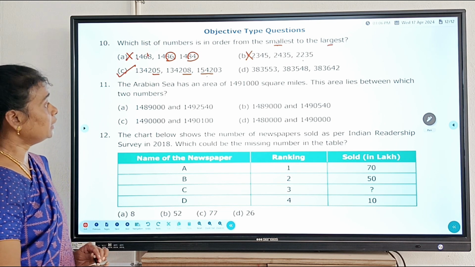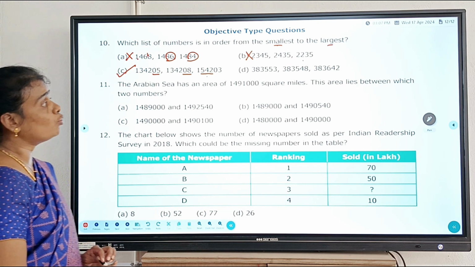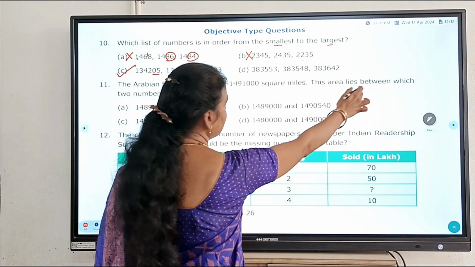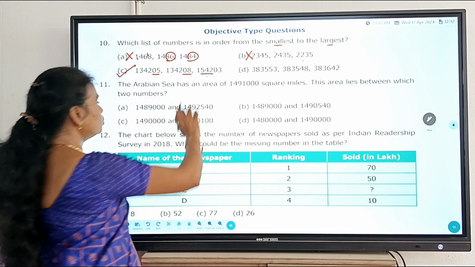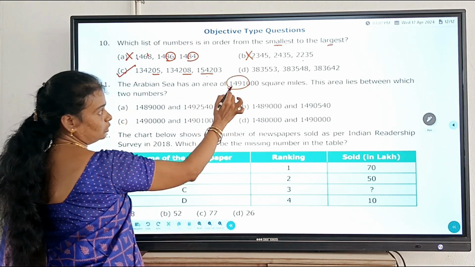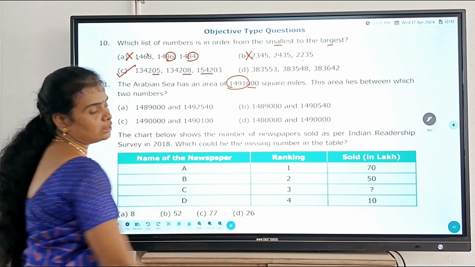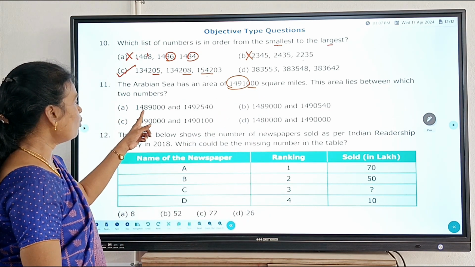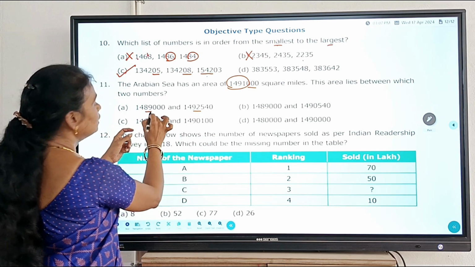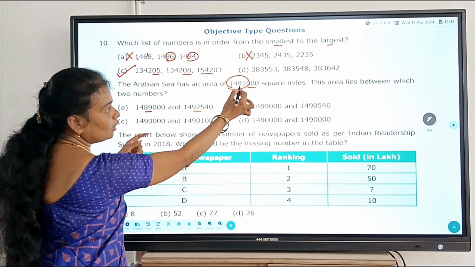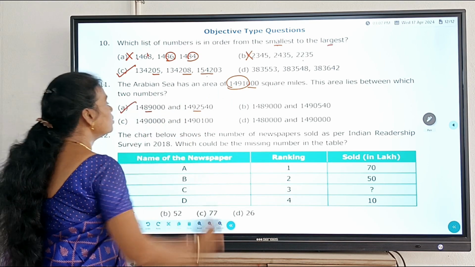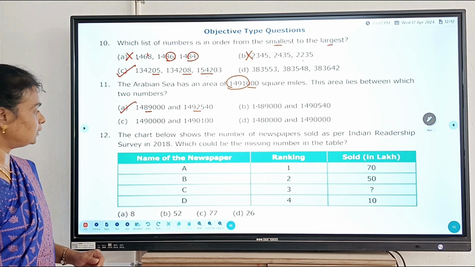11th one, the Arabian Sea has an area of 1491,000 square miles. This area lies between which two numbers? So it is 1491. So that is 1491. Leave out these three zeros. 1489 is there and 1492 comes here. So after 89, 91 will surely come in between these two numbers alone. So option A is the right answer.